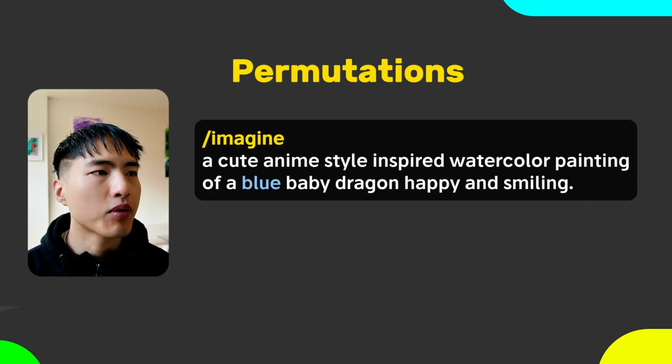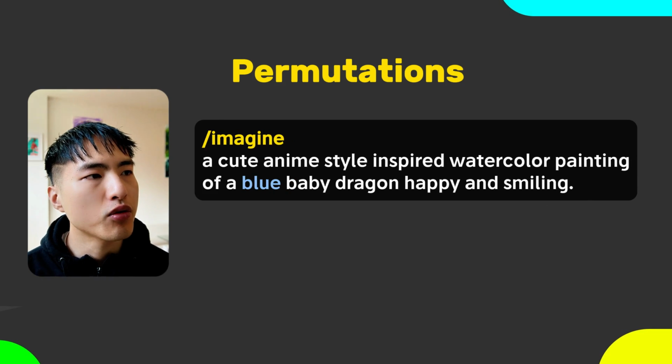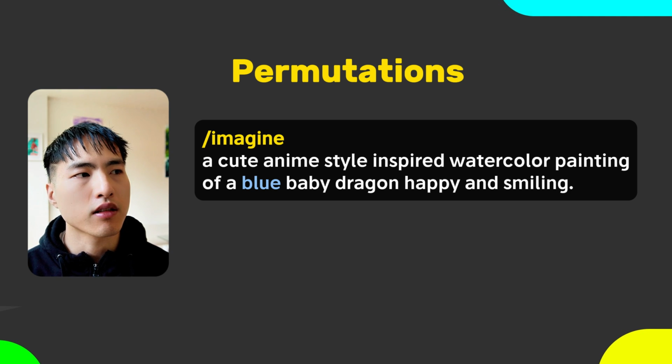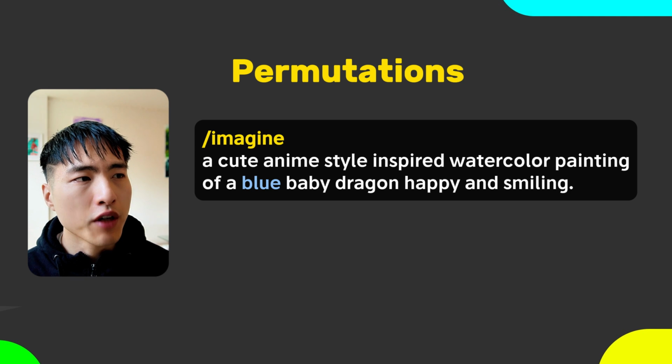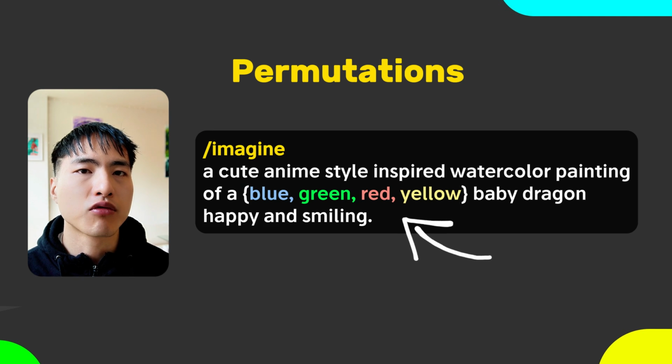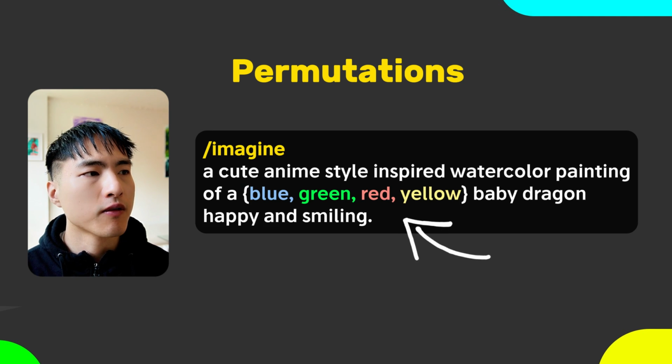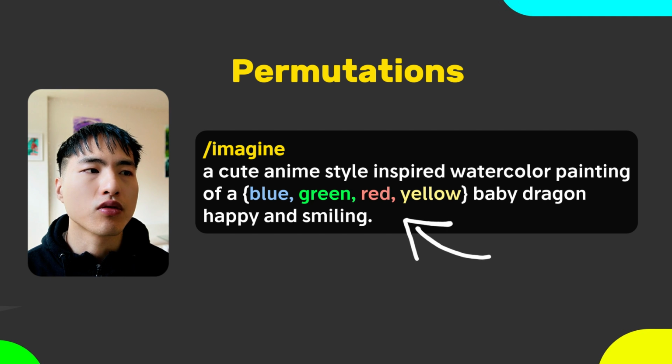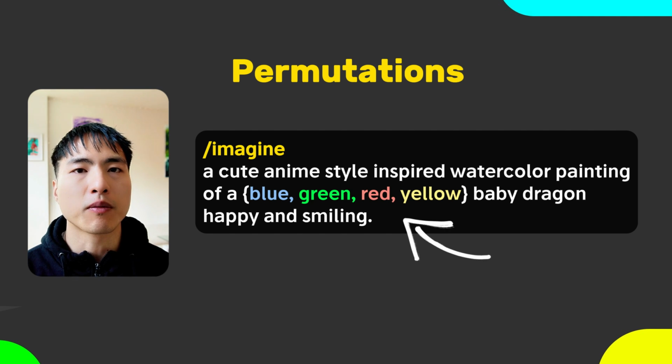When you're prompting, you might want to make minor adjustments to specific words or items in your prompt. It can be annoying to type the prompt multiple times, just to change a few words. For example, let's say we have this prompt, a cute anime style inspired watercolor painting of a baby blue dragon, happy and smiling. What if we wanted to test out different colors like red, green, and yellow though? The Permutations feature lets you easily iterate through multiple different prompts.